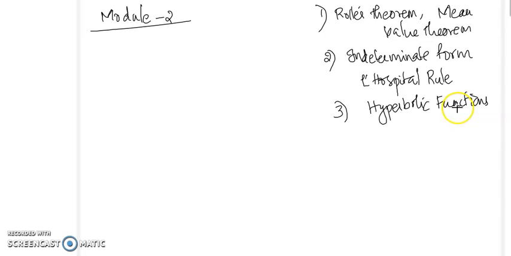So this is comparatively the shortest module out of all the 4 modules. So we will go quickly through this module. In today's class we will introduce Rolle's theorem and we will see a few problems associated with Rolle's theorem. So okay, let us move on to Rolle's theorem and its proof.